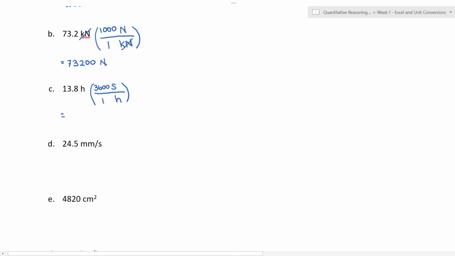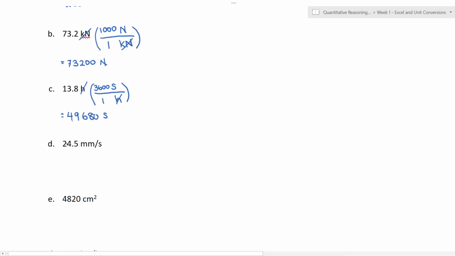So I'm going to type this on my calculator. I have 13.8 times 3,600. I can divide by 1 if I want, but that doesn't change the answer. And I get 49,680. My hours cancel out, and I'm left with seconds. Okay, in order for something to cancel out, the same value, so hours, has to be in the numerator on the top and in the denominator on the bottom. They wouldn't cancel out if they were both on top, for example. All right, let's move on to D.